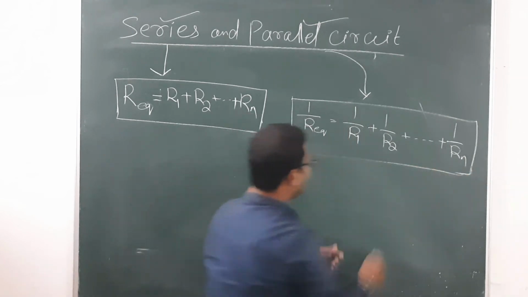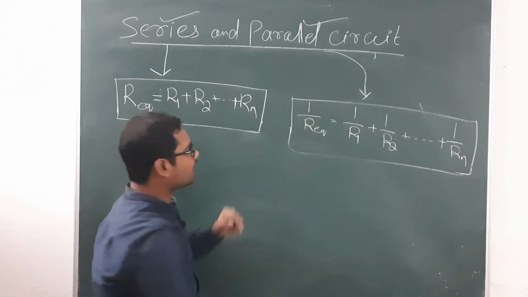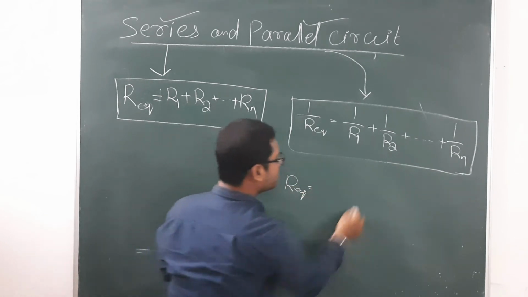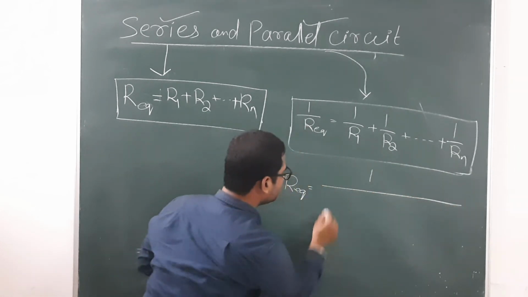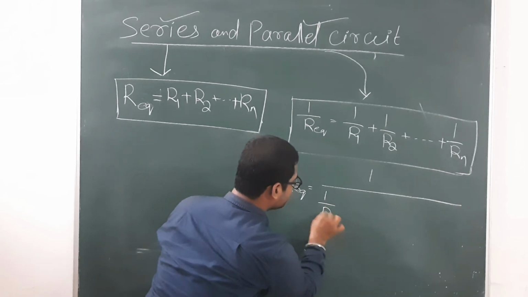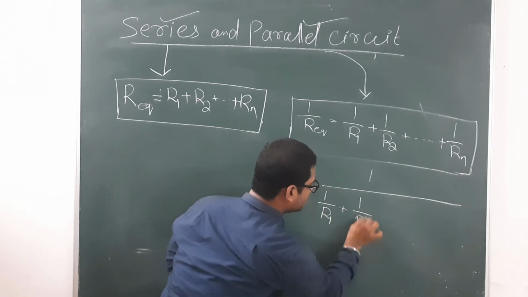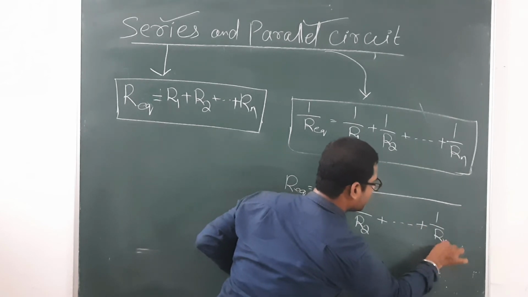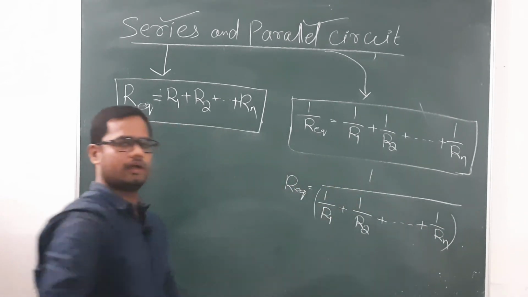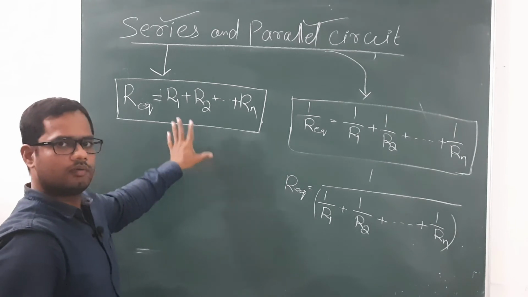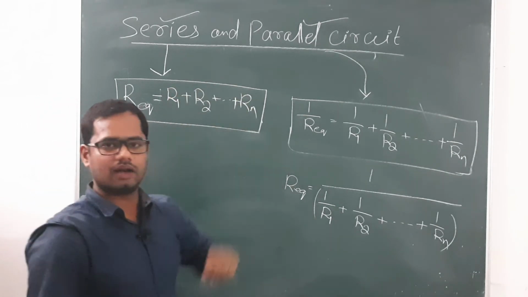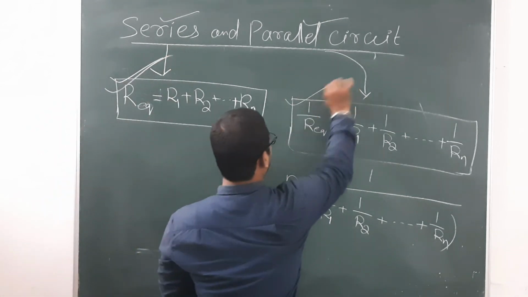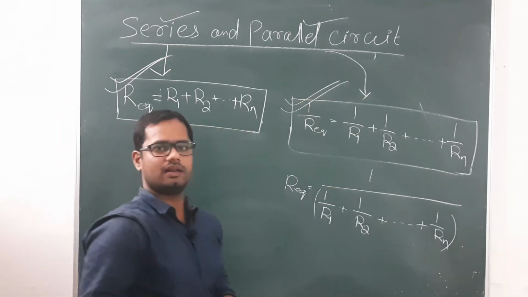And from the 1 by R equivalent, you can find out your R equivalent value. If I ask what your R equivalent is, R equivalent equals 1 upon (1 by R1 plus 1 by R2 plus up to 1 by Rn). This is the formula. Now are you clear about what the series connection and the parallel connection are, and how to find the resistance for the series connection and the resistance for the parallel connection?